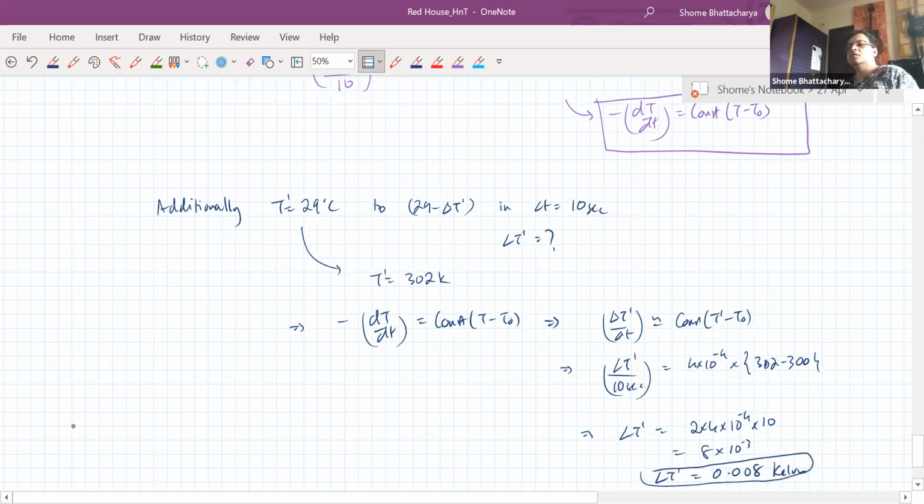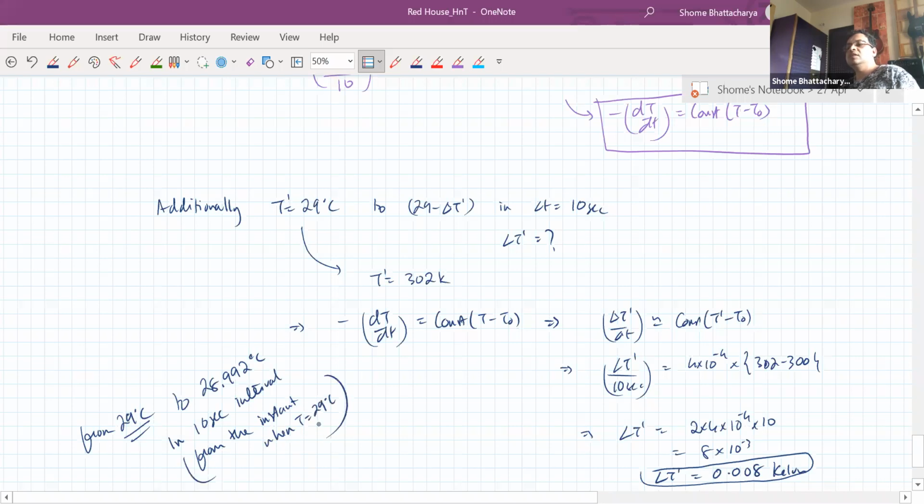So what will happen is, it will go from 29 degrees C to 28.992 degrees C in a 10-second interval from the instant when temperature was 29 degrees C. So at a time of 10 seconds after that instant, it would have dropped to only 28.992.